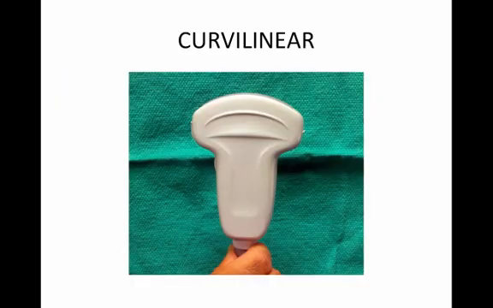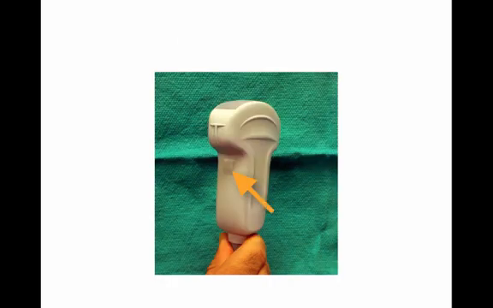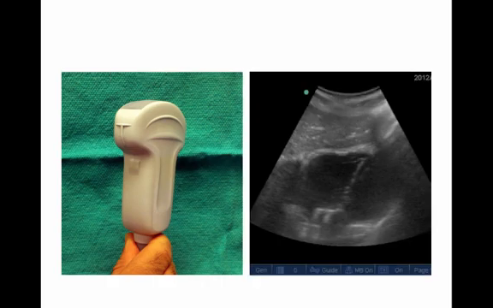Here's a picture of the curvilinear probe. Note that it has a relatively large footprint. If we tilt the probe like so, the probe marker is now more visible. The probe marker corresponds to the ultrasound screen marker, which is usually a green dot on the left of the screen.